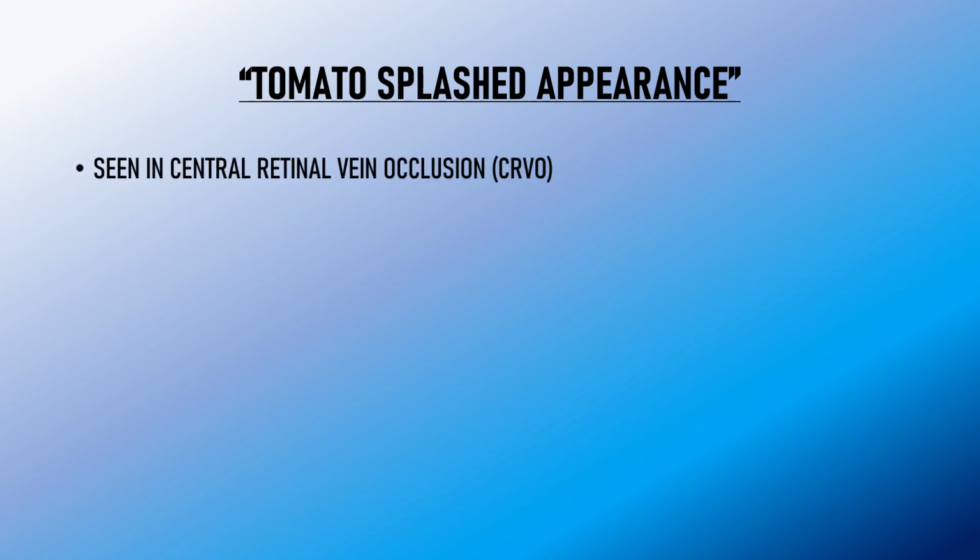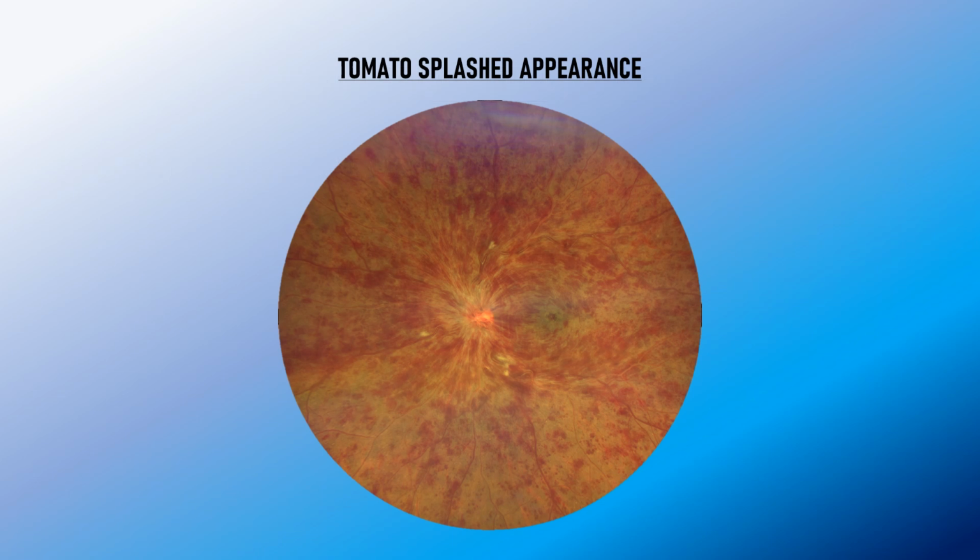Tomato splashed appearance of the fundus is seen in a condition which is known as central retinal vein occlusion, or CRVO. Blood flows out of the retina through the central retinal vein, and if that vein gets blocked, the blood cannot drain out, and due to increased back pressure, all these hemorrhages develop. Another name of this appearance is blood and thunder appearance.